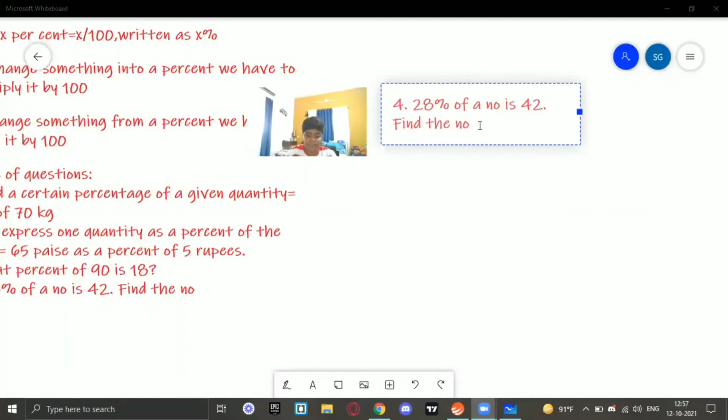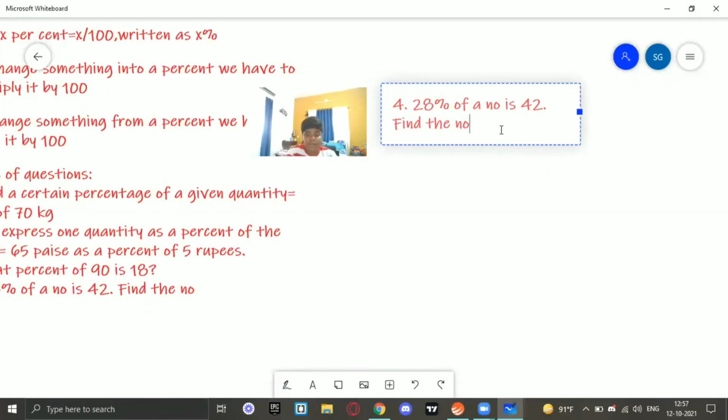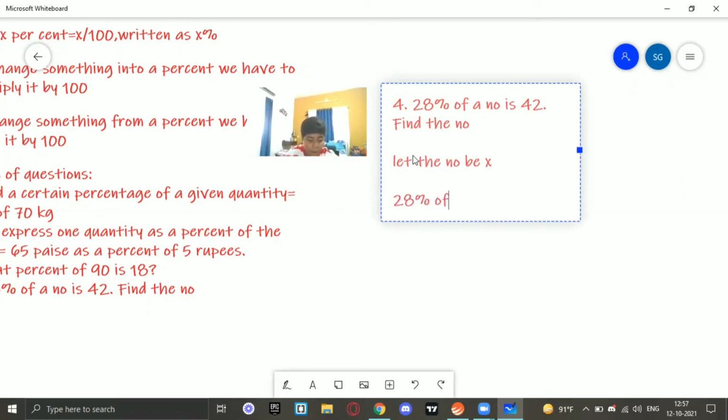Now the fourth one is a bit of a tricky question, but no problem. We'll solve it. So 28% of a number is 42. We have to find the number. Basically to solve this question, let us consider the number to be x. So let the number be x. After that, the question will be 28% of x is 42. That is the question. Now after this, we will solve it in a mathematical way.